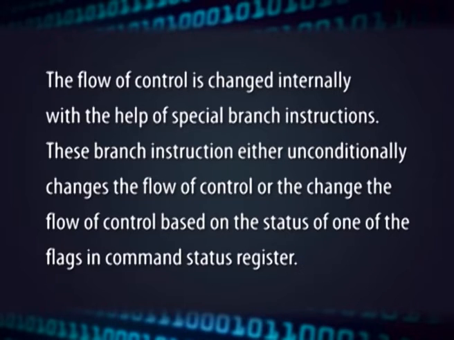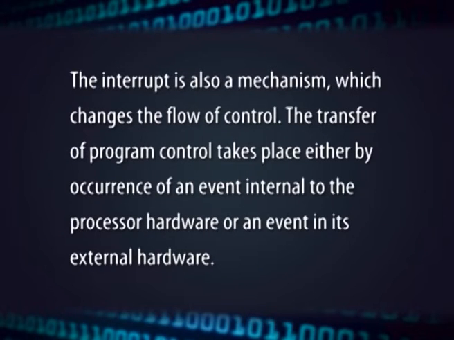These branch instructions either unconditionally change the flow of control, or the change of the flow of the control is based on the status of one of the flags in the command status register. The interrupt is another mechanism which changes the flow of control.